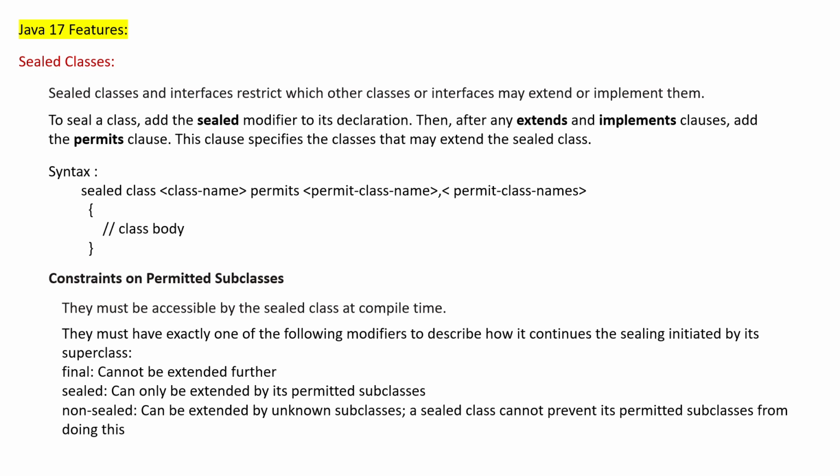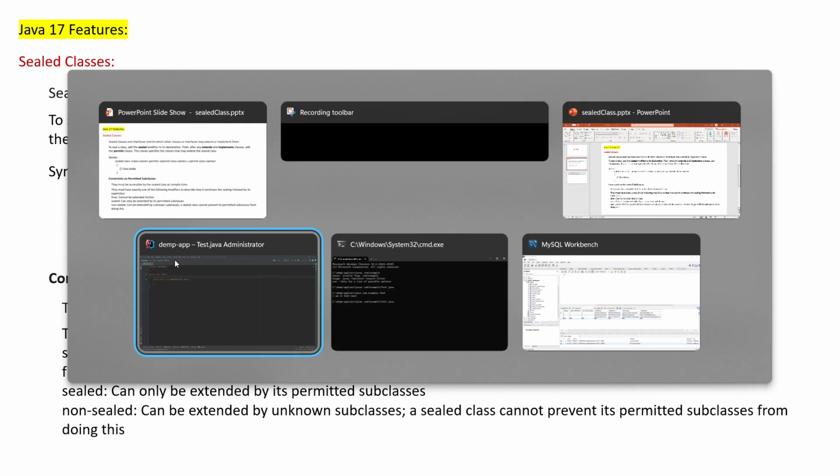There is a keyword introduced as part of JDK 17, that is the sealed modifier, which we have to use to declare sealed classes. Apart from that, there is an extends clause, an implements clause, and a permits clause. So this is the syntax, and these are the basic things you have to follow to declare sealed classes. Now let's understand programmatically what exactly it is.